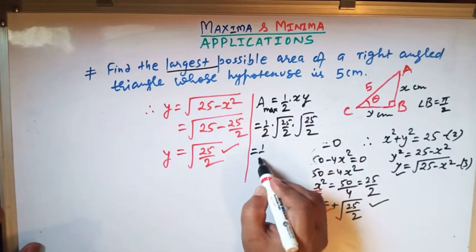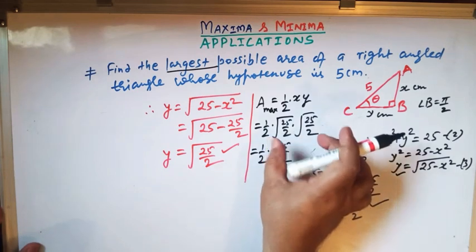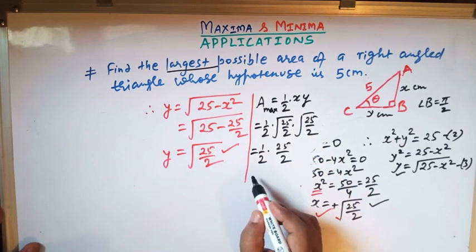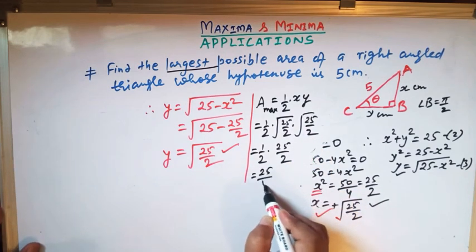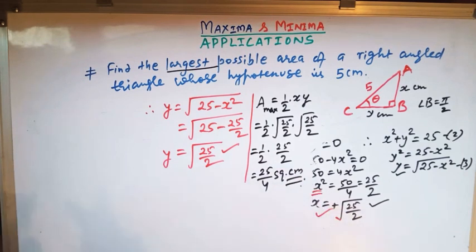So we have half, we have 25 by 2. Clear? Here the multiplication of this quantity and this quantity is 25 by 2. So this is 25 by 4 square centimeters. Clear? So this is how we solve this problem. And see, this is a very conceptual problem here. Clear? Now let us solve another problem.